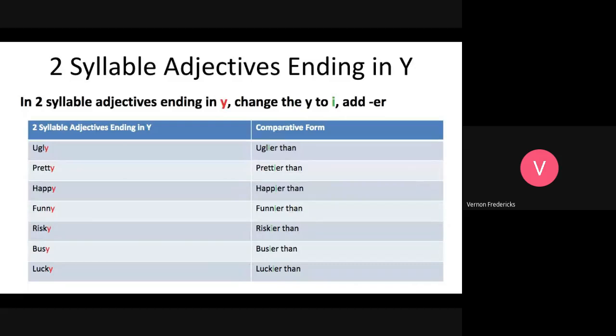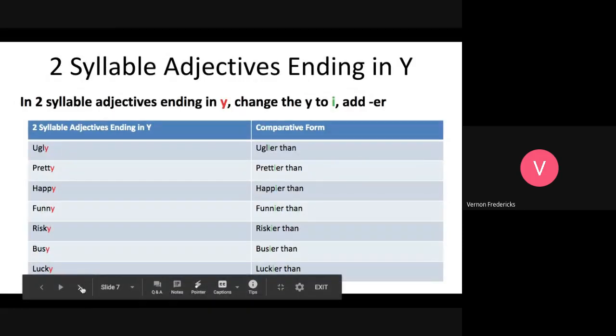Okay, risky, same example, riskier. Busy, busier than. Lucky, luckier than. So what did we learn now? Two syllables: if it ends in a Y, we delete the Y in the comparative form and we write IER. Okay, students? Okay, let's continue.